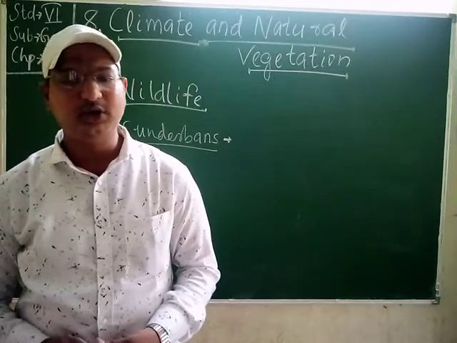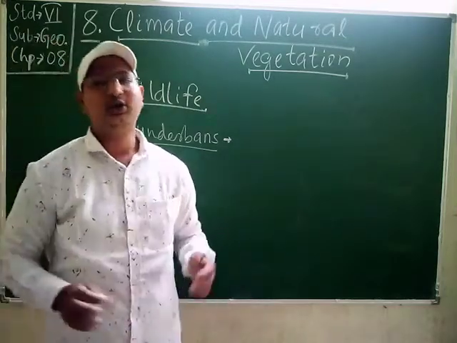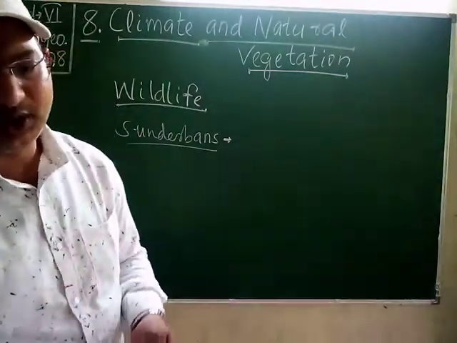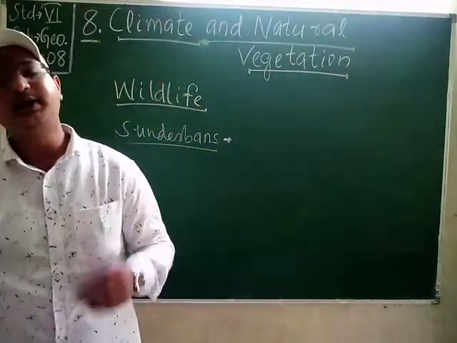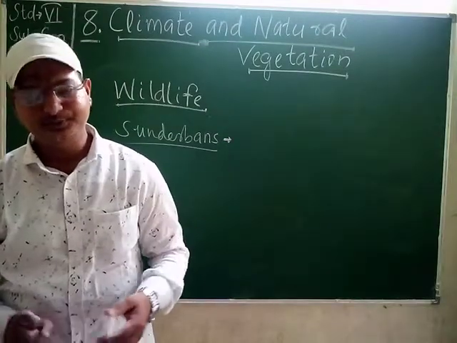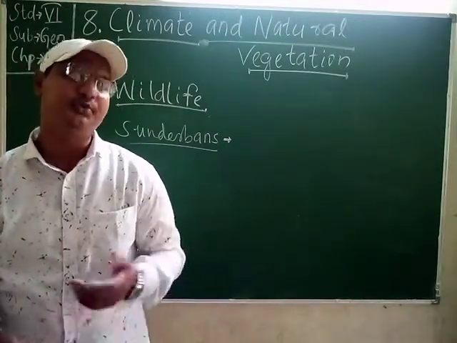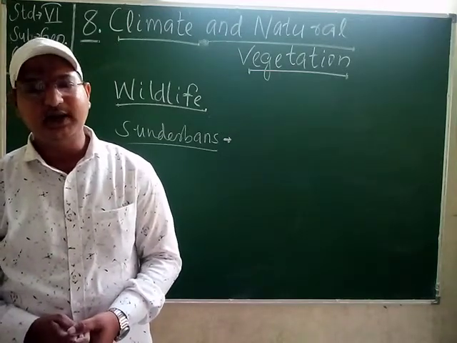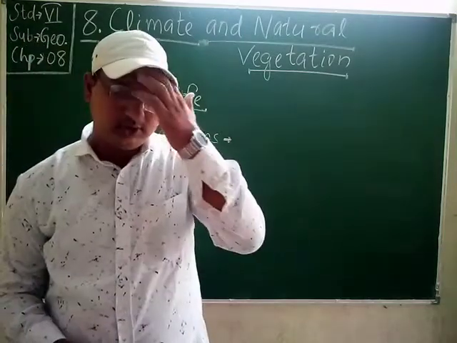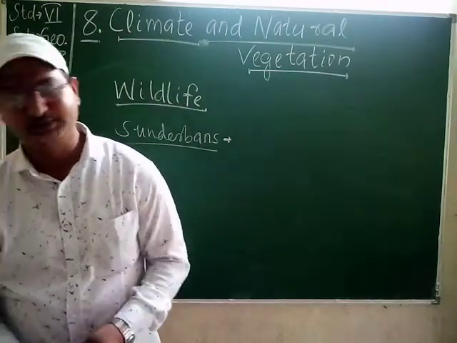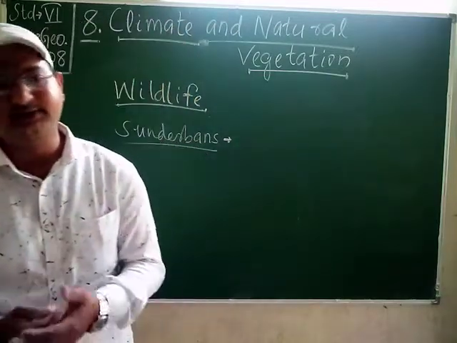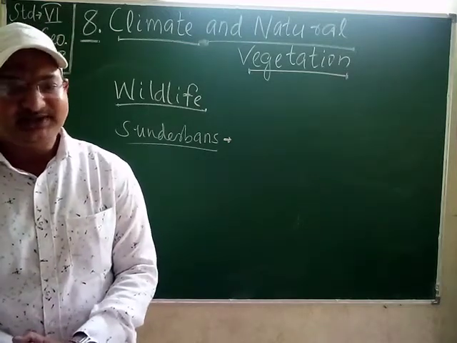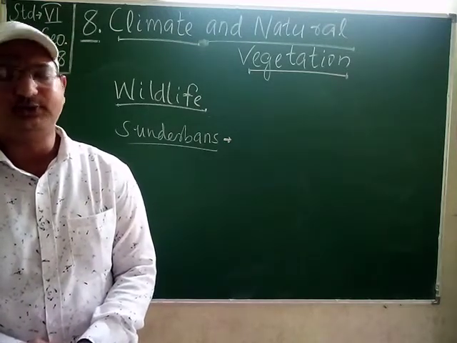Deer and peacocks are found in all types of natural vegetation regions in India. Students, then we will move to the next: in the lower reaches of the tropical deciduous forest in the Himalayan foothills, one can find elephants, goat antelopes, langurs, monkeys, tigers, as well as their prey like deer and wild boars, and some animals like wild dogs, jackals and sloth bears also.